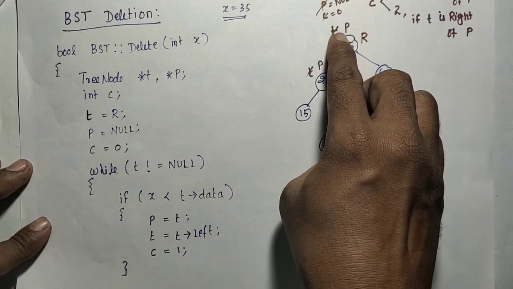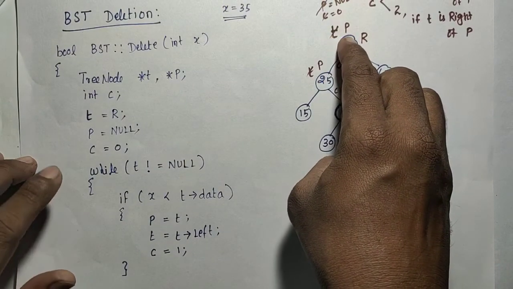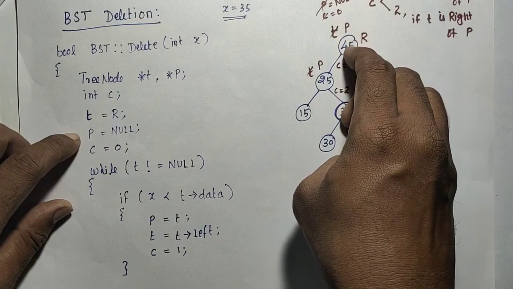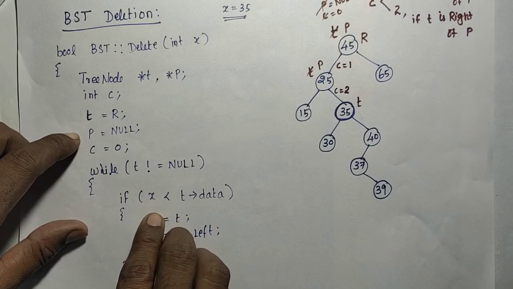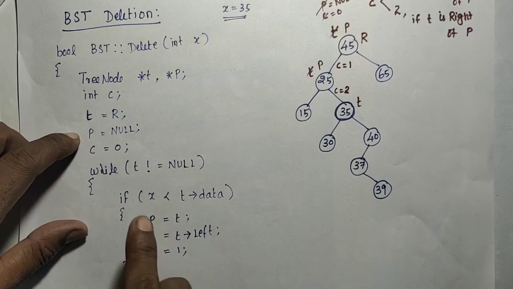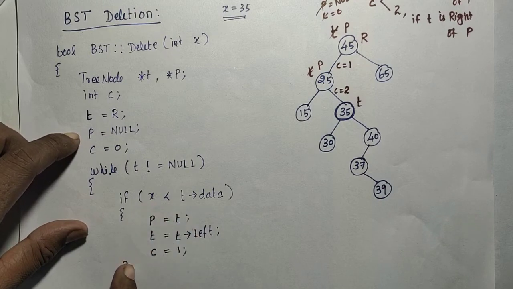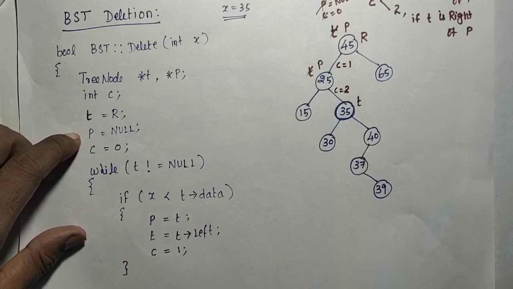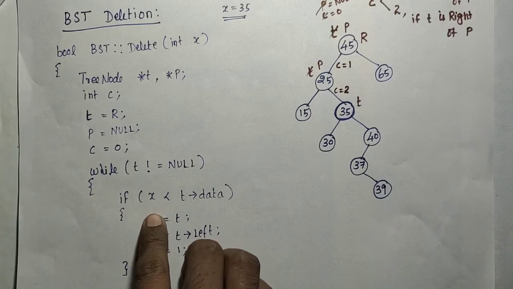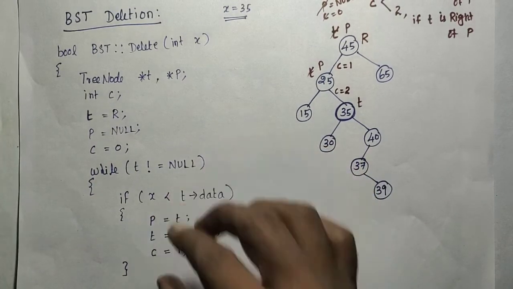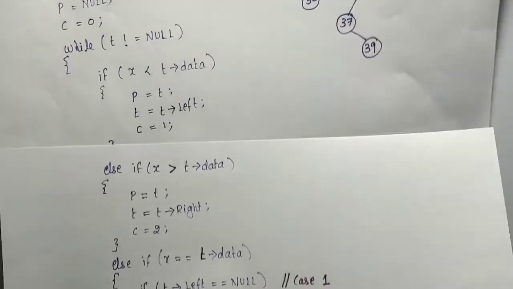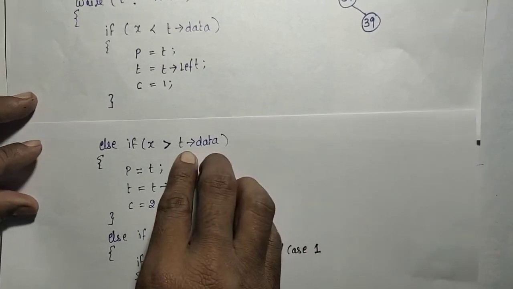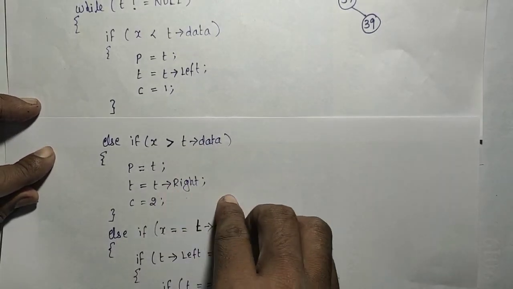first I need to start searching for the node to be deleted. For that, T should point to the root, P equal to null and C equal to 0. I have to compare the X with the T data. Okay, if X is less than the T data, I have to move the T to the left side. If X is greater than the T of data, I have to move the T to the right side. So first one is what? X is less than the data, we have to do this one. Next, if X is greater than the data, I need to do this. T has to be moved to the right side.